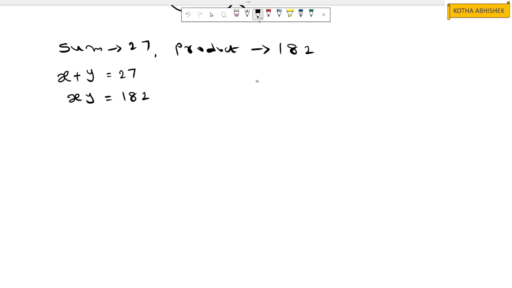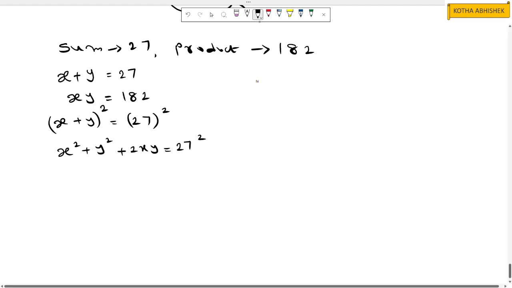Now let us try to simplify these two equations. How we will do is, first, x plus y equals 27 is there, right? x plus y equals 27. I am doing squaring on both the sides. So x plus y whole square equals 27 whole square. x plus y whole square can be separated as x square plus y square plus 2 into x into y, which is equals 27 square.